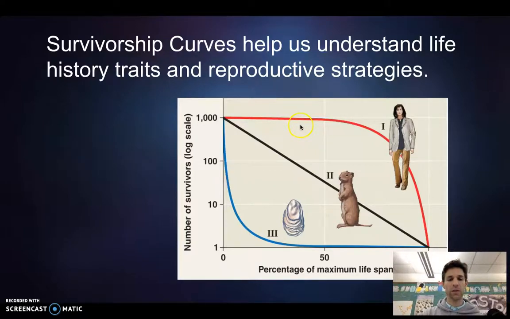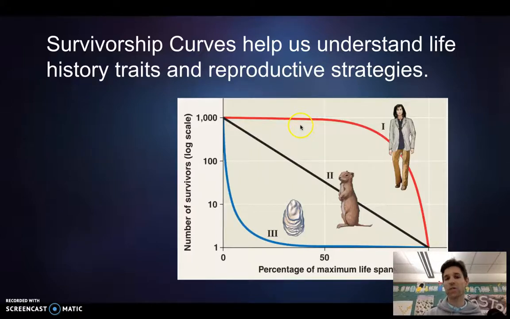Conversely, the opposite is things like a lot of invertebrates, for example, oysters and clams, which have what's called a type 3 survivorship curve. Early on in the percentage of the lifespan, there's a precipitous drop-off in the number of individuals surviving from one generation to the next. But they do survive for a long time, but not many of them survive.